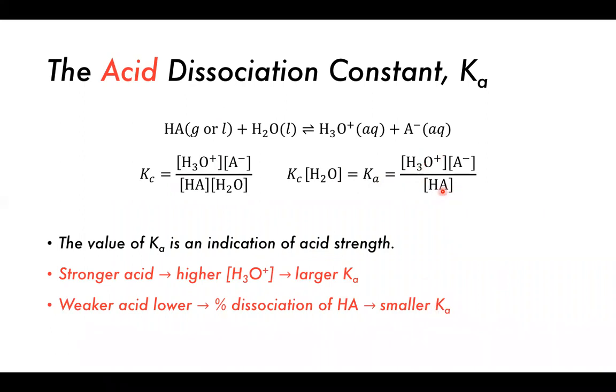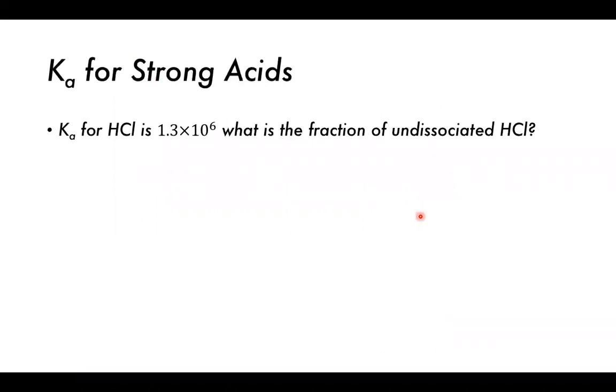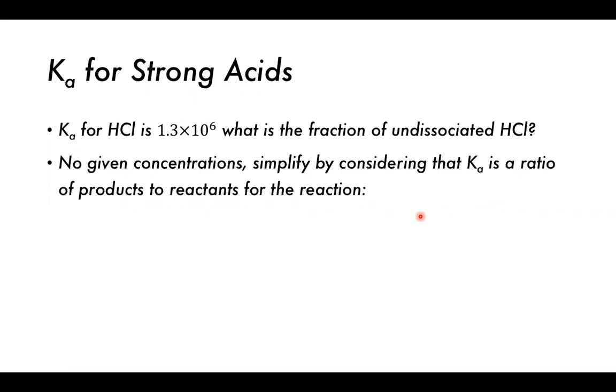So it would have more HA compared to these. So this Ka value would be less than 1, for example. Ka for strong acids: Ka for HCl is 1.3 times 10 to the 6. What is the fraction of undissociated HCl, we're asked? We're not given any concentrations, but we can still do this calculation.